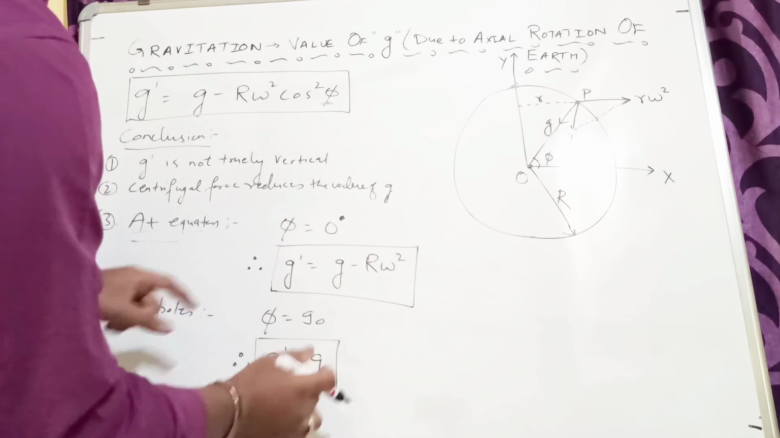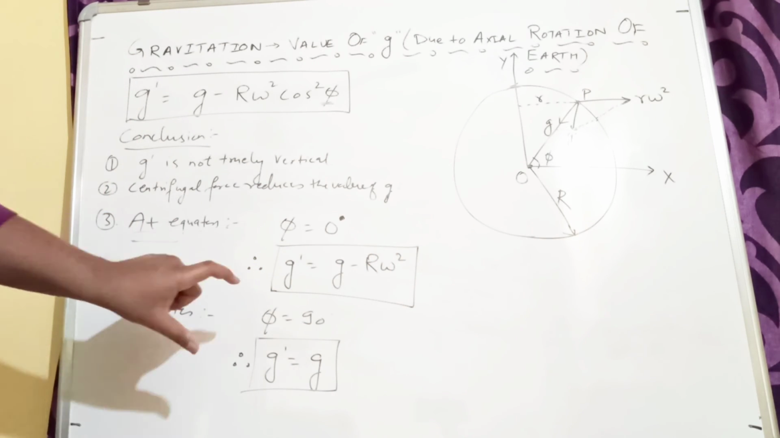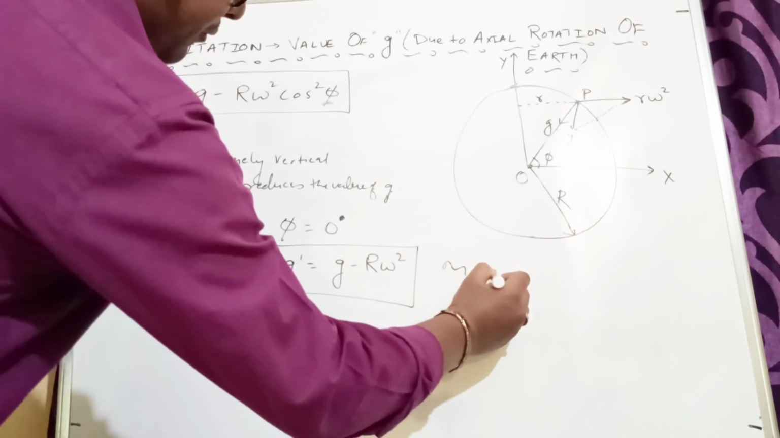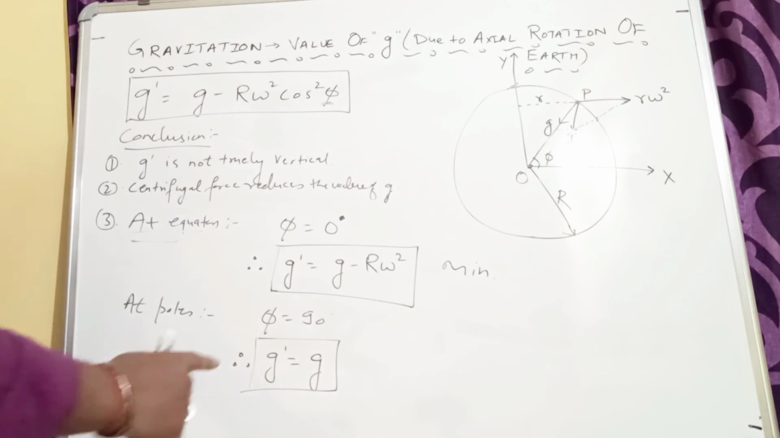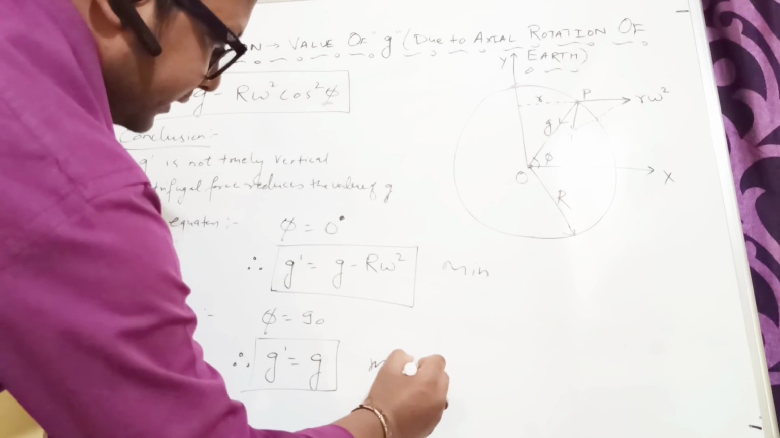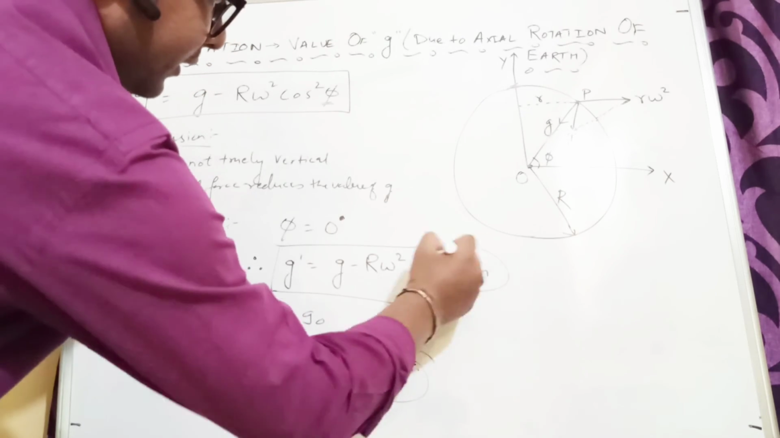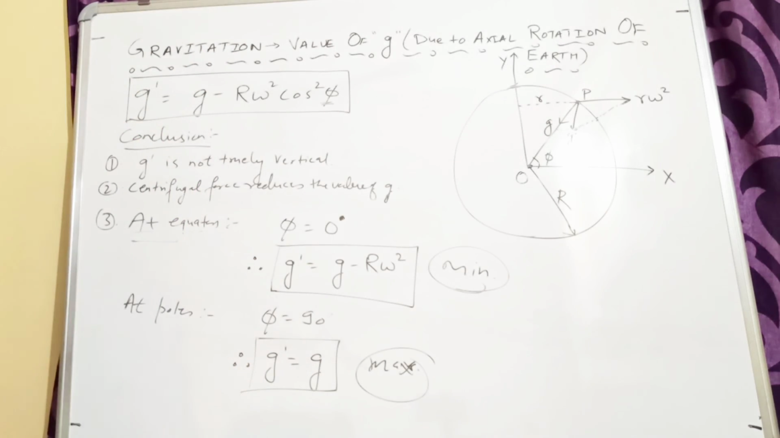From these two equations, you can see that this is the minimum value of g at the equator and this is the maximum value of g at the poles due to the axial rotation of Earth. I hope it is clear.